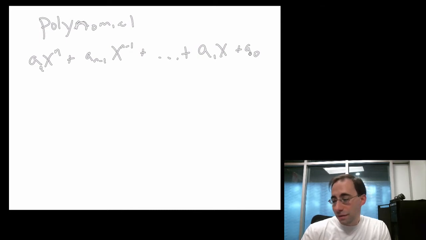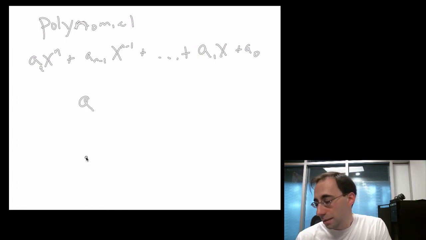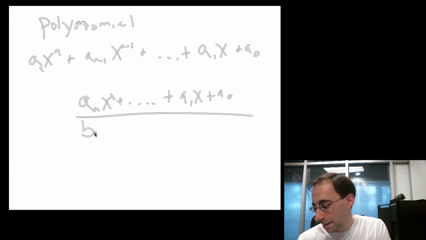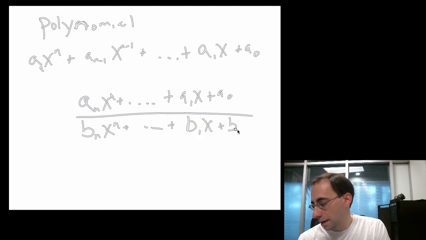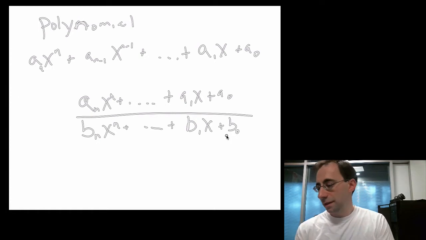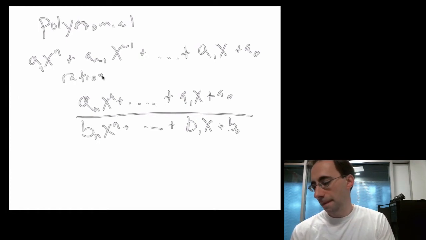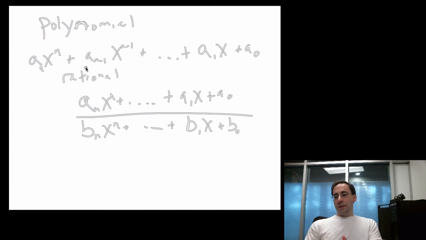You can also make a rational function. Another use of the word rational, in the ratio sense, by dividing one polynomial by another polynomial. It doesn't have to be the same variable, but can be. That's a rational function. And you can play around with those as you want.